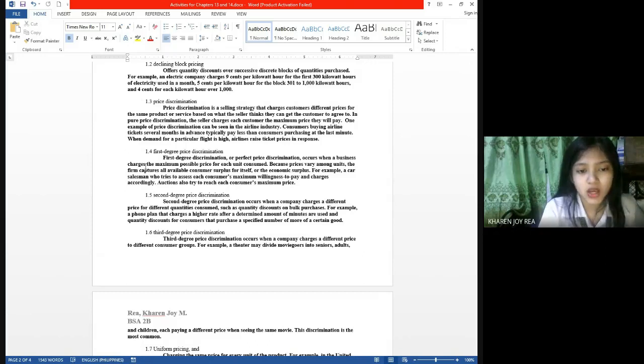For example, a car salesman who tries to assess each consumer's maximum willingness to pay and charges accordingly. Auctions also try to reach each consumer's maximum price.